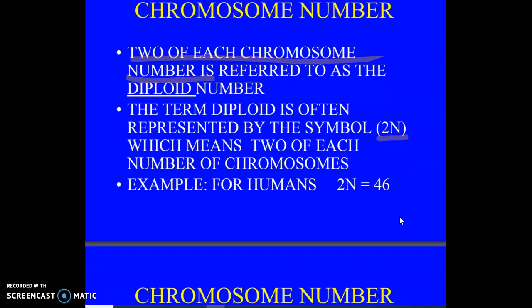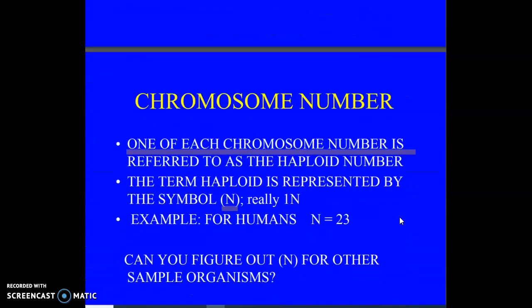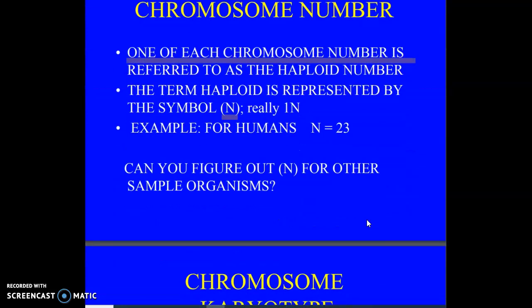Okay, the symbol for haploid is N, like in math. It's just 1 N. We don't put a number in front of it. It's just like algebra. You just put N, and that's 23. And we'll talk about some of those in class a little later.